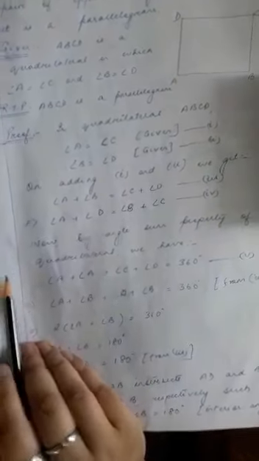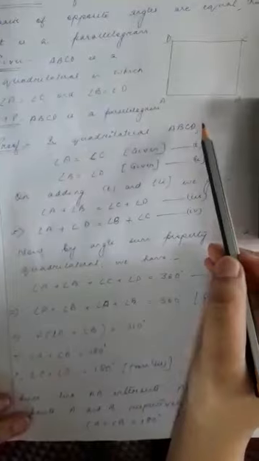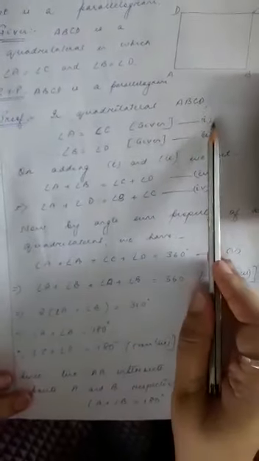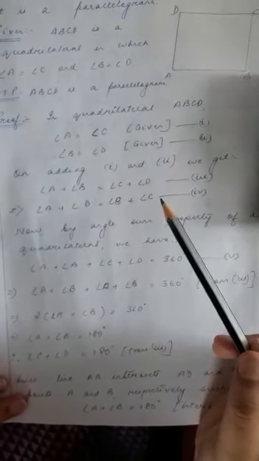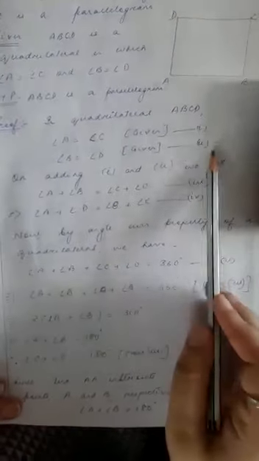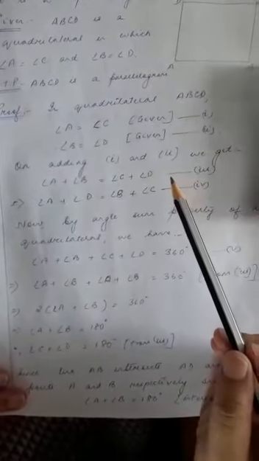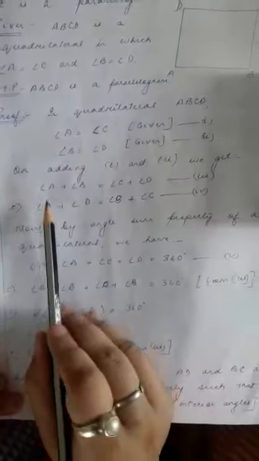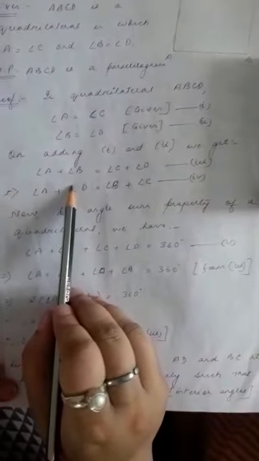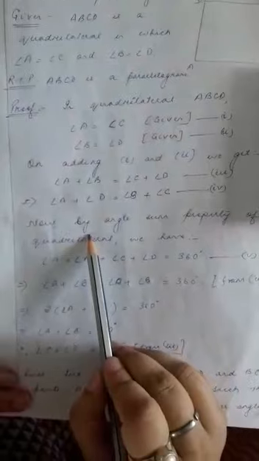So for the proof, let's see what we do first. It is given here in the quadrilateral that angle A is equal to angle C, and also angle B is equal to angle D. Keep these as equation numbers 1 and 2 respectively. Now we add these two equations. If we add them, what we get here is angle A plus angle B is equal to angle C plus angle D.